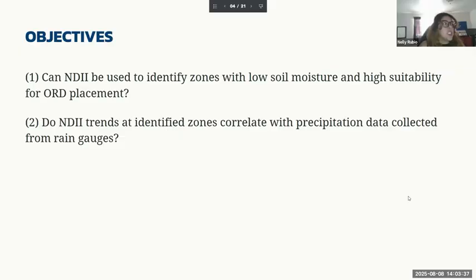The study aims to answer two questions. One, can NDII be used to identify zones with low soil moisture and high suitability for ORD placement? And two, do NDII trends at identified zones correlate with precipitation data collected from rain gauges?